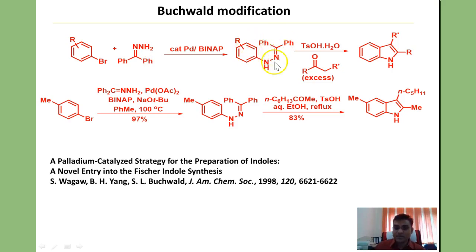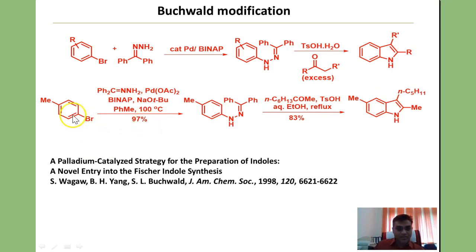Now this benzophenone derivative, if it is treated with enolizable aldehydes or ketones in the presence of an acid catalyst, then there will be an exchange. It will undergo hydrolysis. We get the exchange of this ketone molecule for this hydrazone, and when it forms a hydrazone derivative, then it will undergo a routine Fischer indole synthesis. So this is demonstrated here with an 83% yield of this particular indole.